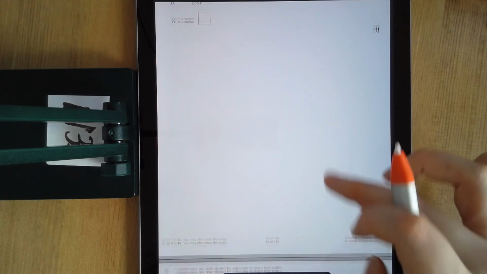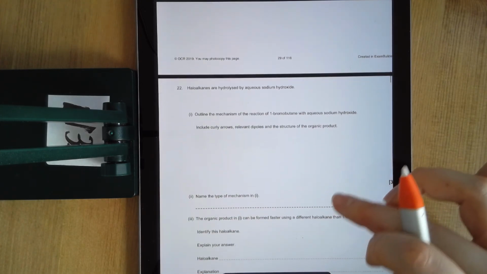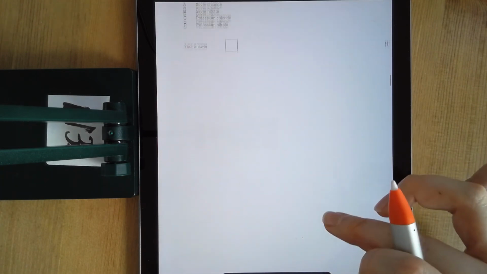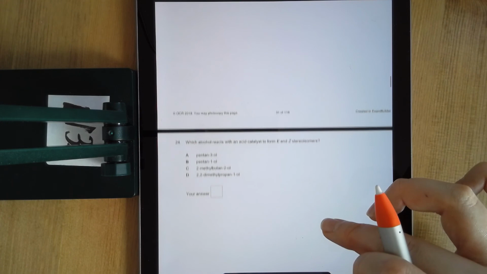21 should be okay. 22 should be okay. That's just a mechanism. 23. 24.